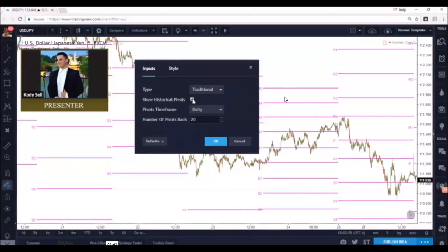Where you see the P, that's the central pivot level. The R1s, R2s, R3s are all resistance levels: resistance 1, resistance 2, resistance 3, resistance 4.